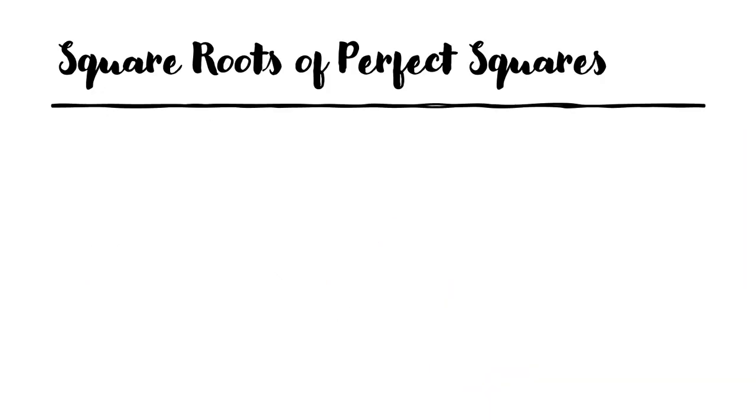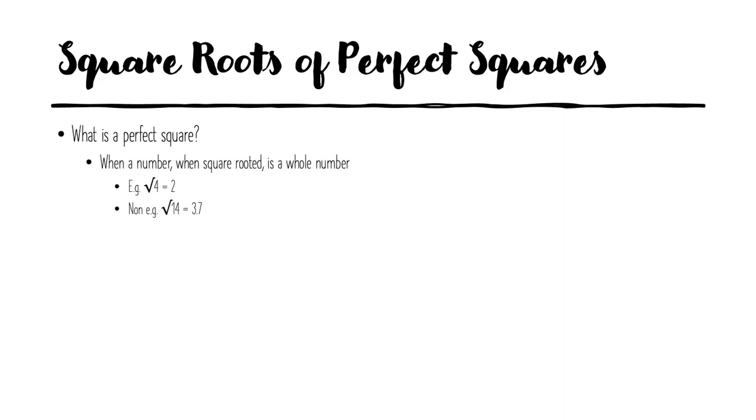So, what's a square root of a perfect square? We first need to know what a perfect square is. A perfect square is when a number is square rooted, but the answer is a whole number. Let's take 4 as an example. If you square root 4, the answer is 2. But if you square root 14, it's 3.7. And 3.7 isn't a whole number.